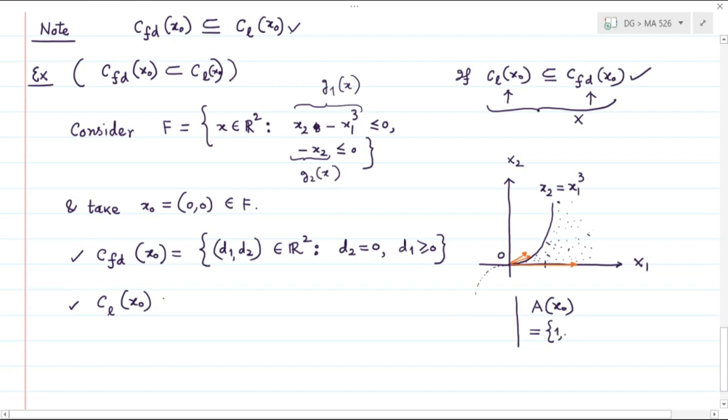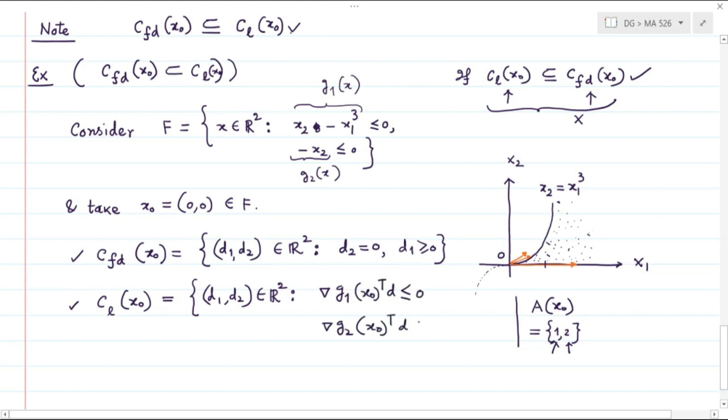And once you have 1 and 2, both of them, then we can easily identify CL(x0). CL(x0) is the set of all those directions d1, d2 belonging to R2 such that the following holds.